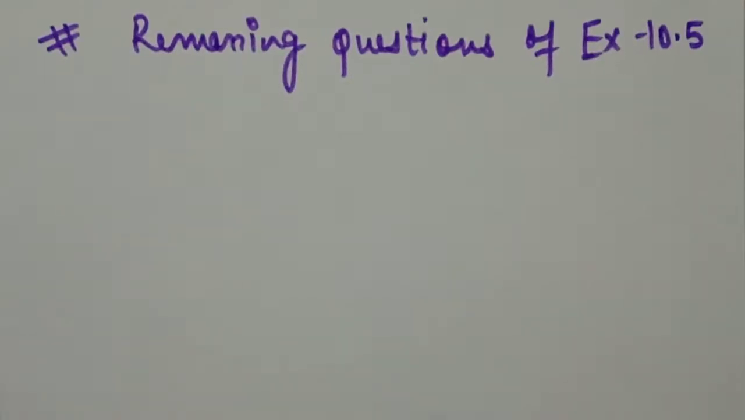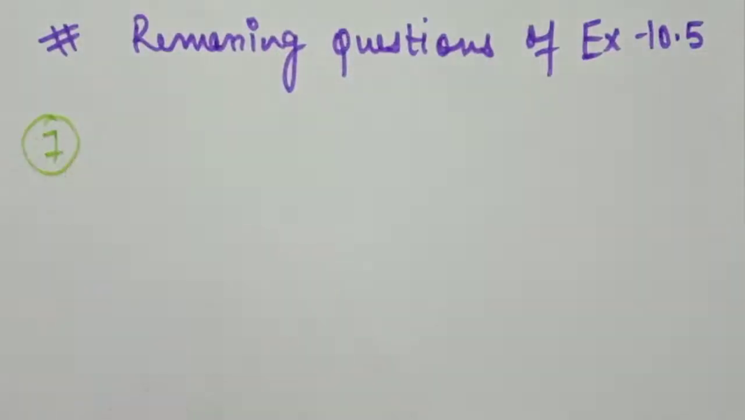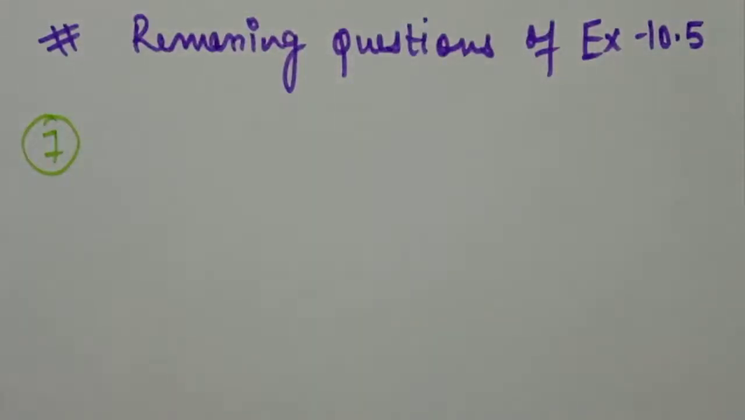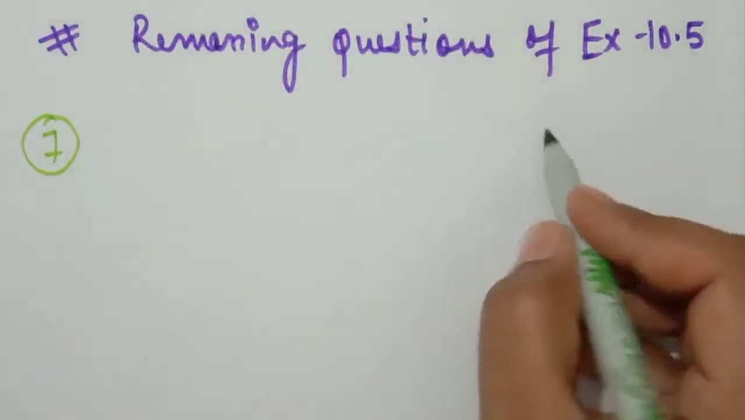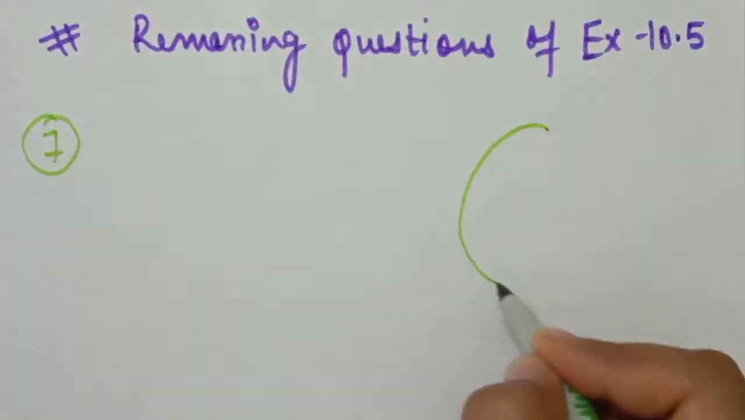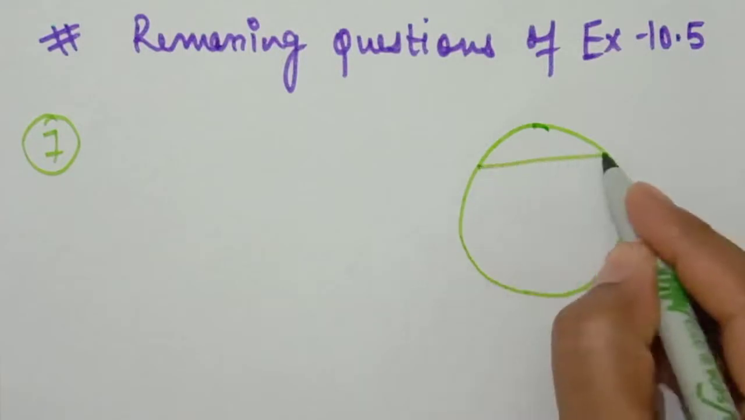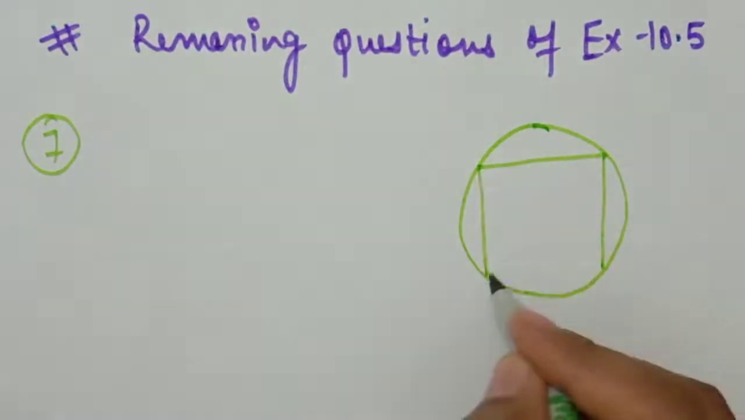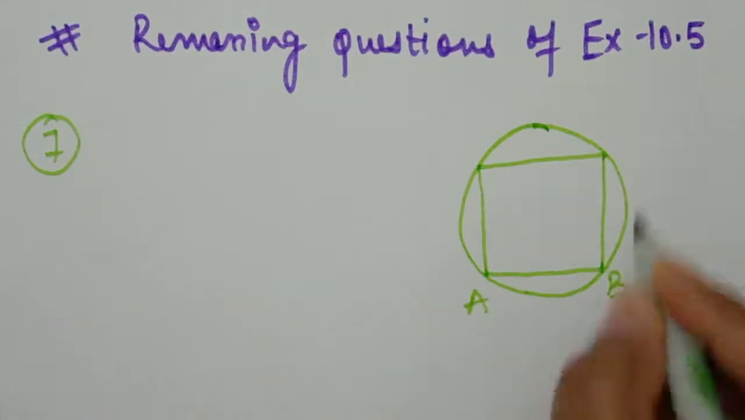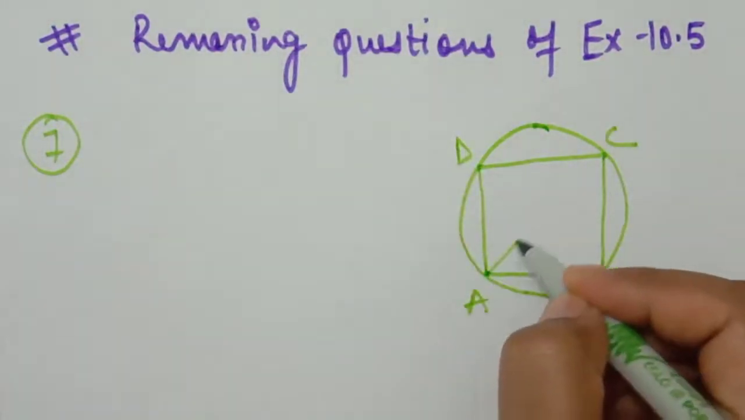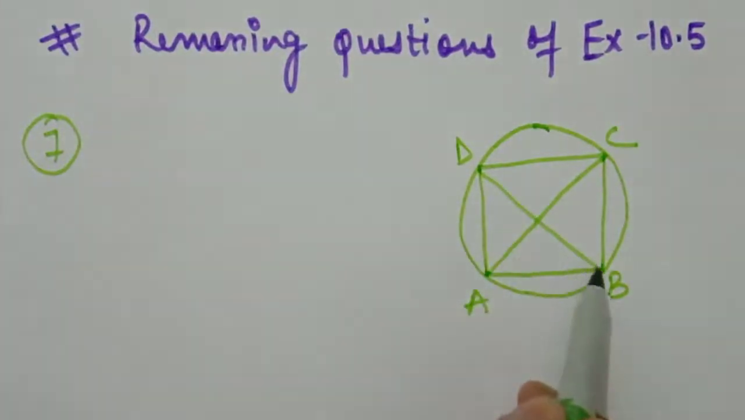Now we will discuss question number 7 onwards. Question number 7: If the diagonals of a cyclic quadrilateral are diameters of the circle through the vertices of the quadrilateral, prove that it is a rectangle. First of all, we have to draw a diagram. This is a circle and this is a cyclic quadrilateral ABCD, and these diameters of the cyclic quadrilateral bisect at point O, which we will take as the center of the circle according to the question.